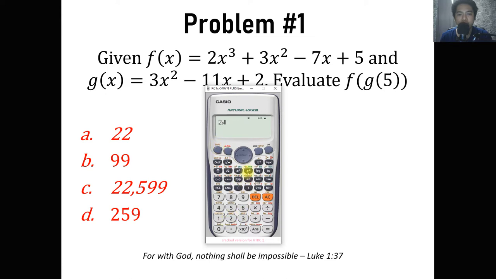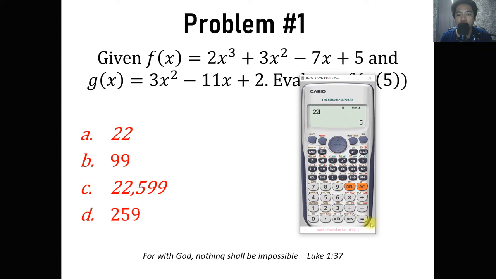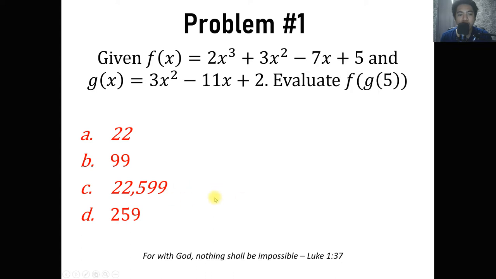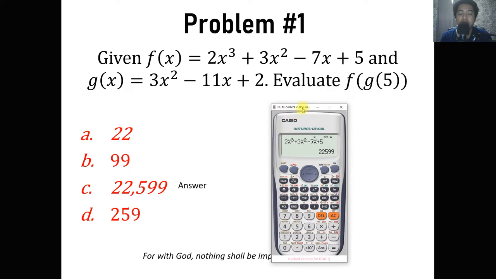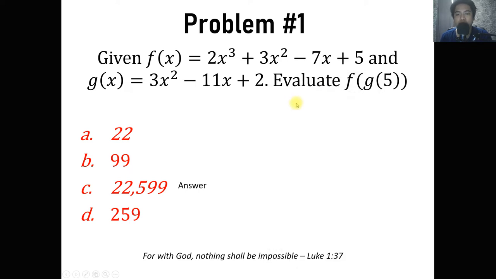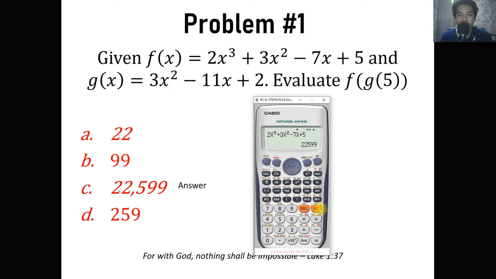So 2x cubed, I'm just rewriting the f of x: 2x cubed plus 3x squared minus 7x plus 5. So calc again, and then the value that we got a while ago is 22. So you see we have 22,599 as the answer. So that's one way on how you are going to calculate. No? So I'll teach you another way.